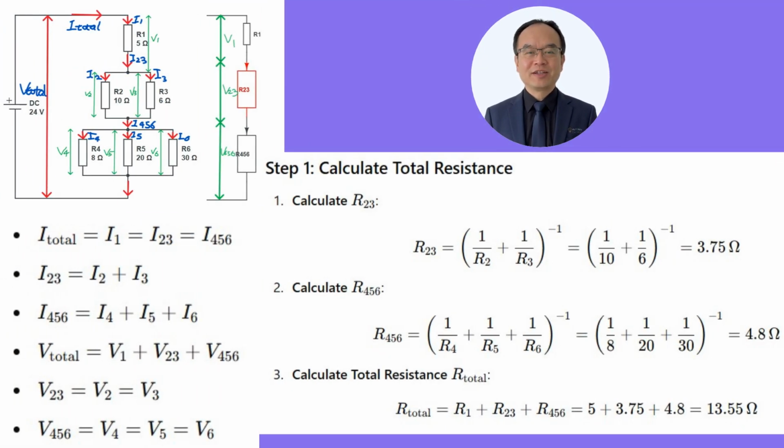Step 1. Calculate total resistance. For combination circuits, start by calculating the equivalent resistance of parallel sections. For instance, if R2 and R3 are in parallel, calculate their equivalent resistance as R23 equals 3.75 ohms. Similarly, calculate R456 equals 4.8 ohms for R4, R5, and R6. Then treat R23 and R456 as two resistors in series with R1. The total resistance is found by adding R1, R23, and R456. Thus, R total equals 13.55 ohms.